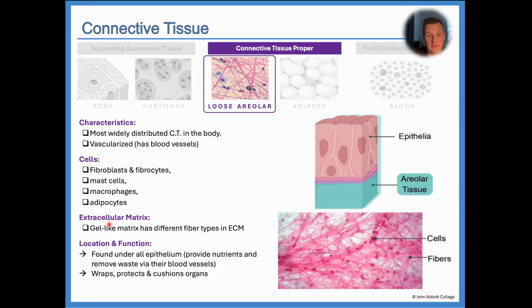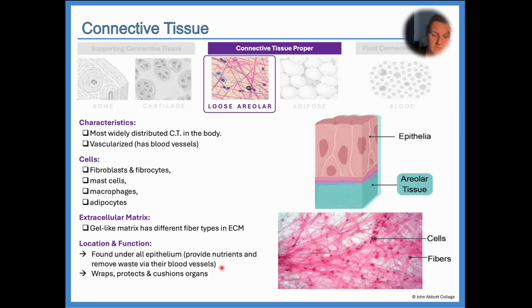Extracellular matrix. It's a gel-like matrix and has different fiber types in the ECM. So I don't need you to know which ones, just that it's not hard as bone. It is not liquid as blood. It's in between. It's gelatinous a bit. Okay. And the location and function of this, right? It's found under all epithelium. Areolar connective tissue. Remember, I said there's epithelial cells, and under it you find this areolar tissue.